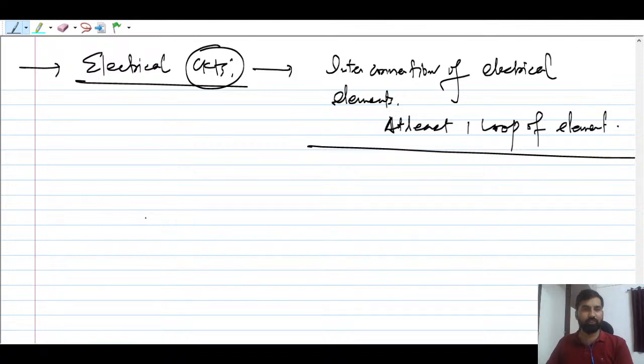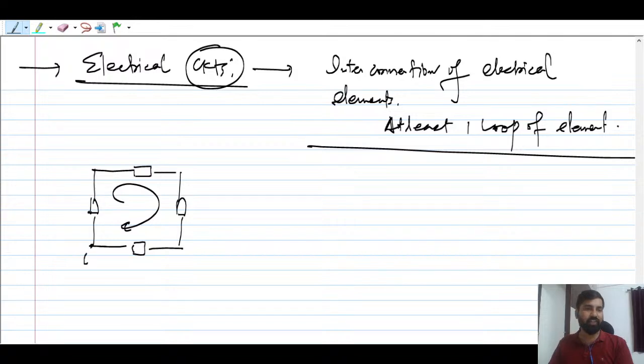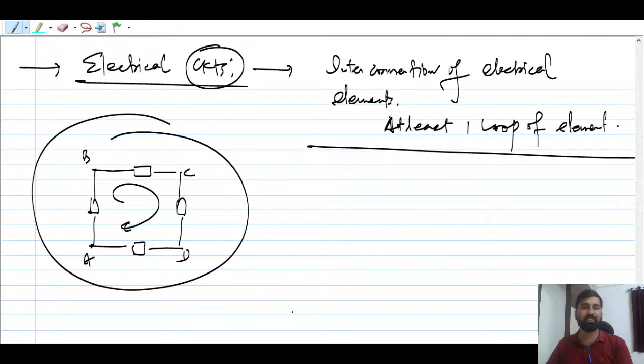Just to show you, suppose this is one element, this is one element, this is one element. So this is going to be one loop here. You can start from A, B, C, D. There is a loop.